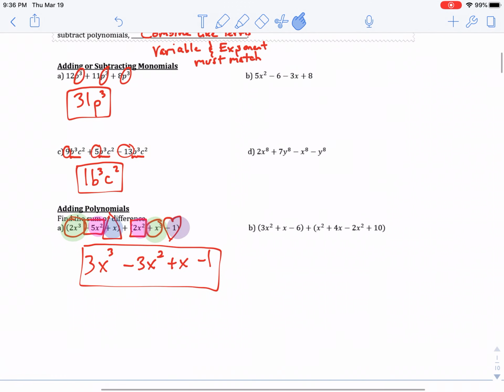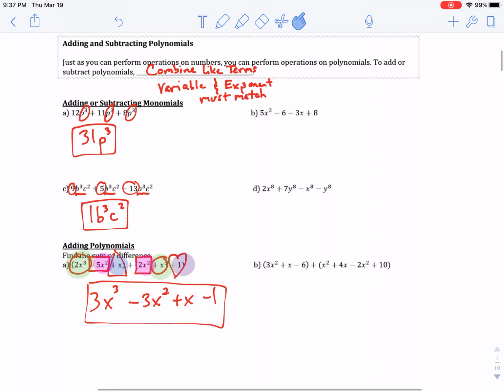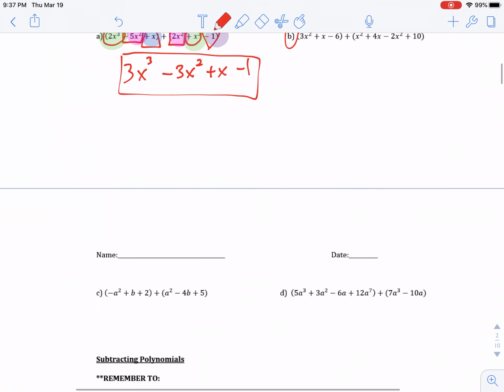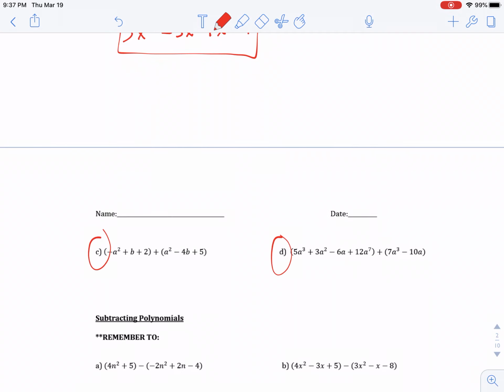I would like you to try all of these examples. This one, this one, this one, and this one for classwork.